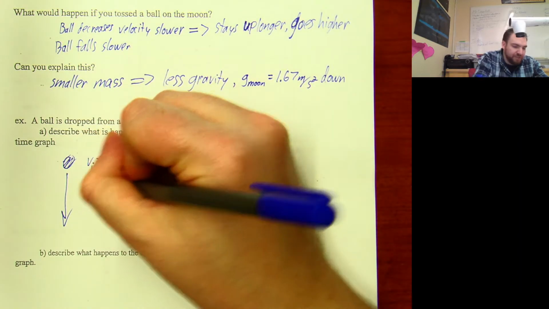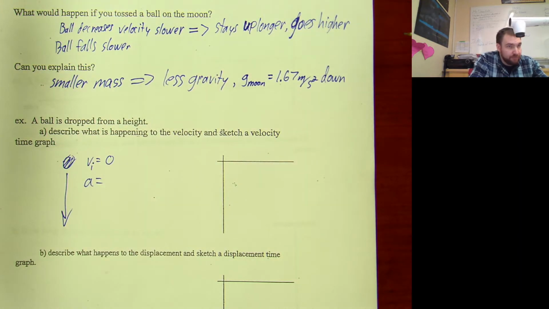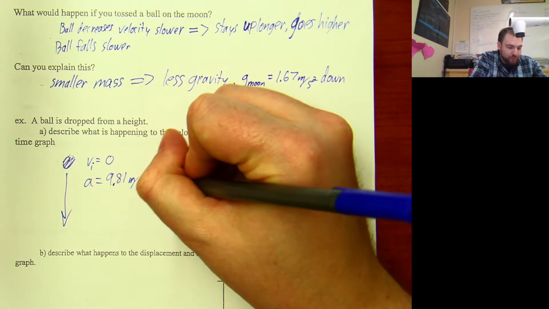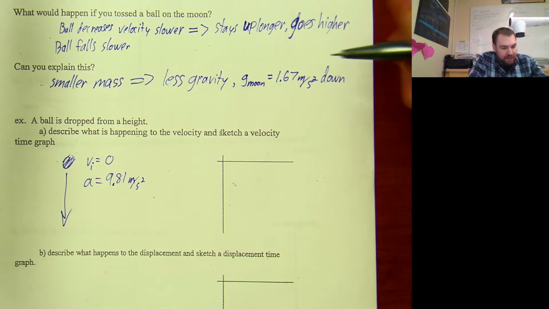What do we know is true? We know the acceleration is what? We're going to operate under the assumption that we're on the Earth, unless otherwise specified. 9.81 meters per second squared. Now, this is where things get interesting.